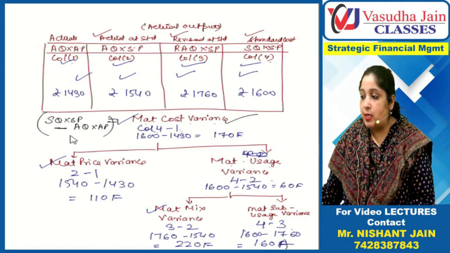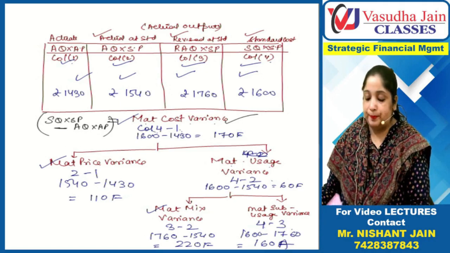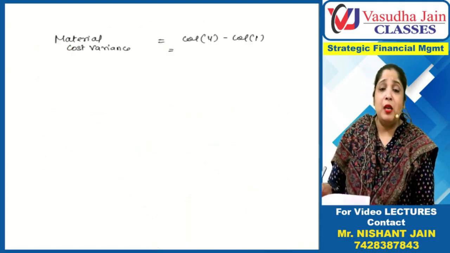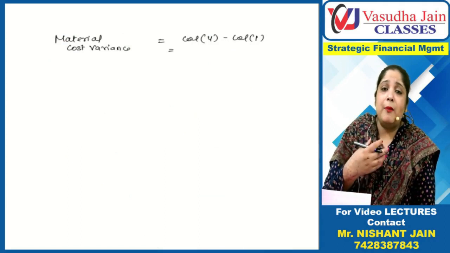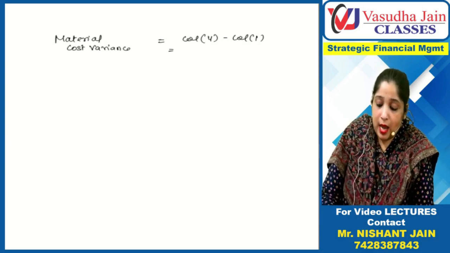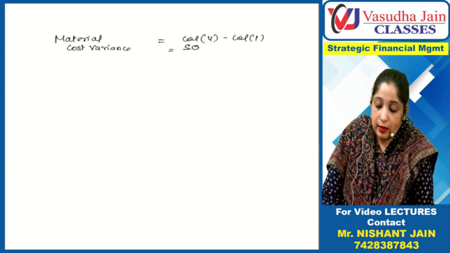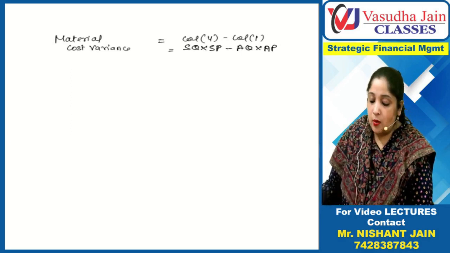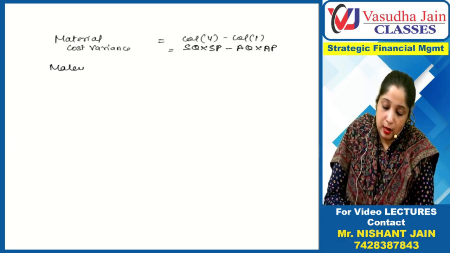Standard quantity into standard price minus actual quantity into actual price. We don't have to memorize any formula. If you just ask me what is, ma'am, the material mix variance formula, I do not know any formula. I just copy that: standard quantity into standard price minus actual quantity into actual price. Now, next is material usage variance.